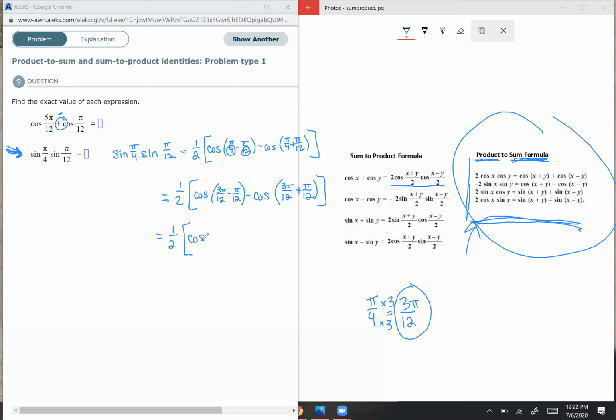So here I have cosine. 3 pi minus 1 pi leaves us with 2 pi over 12. Minus cosine. 3 pi plus pi, well, that's 4 pi over 12. So I have 1/2 times the cosine. Let's reduce that so we can see our special angle. Pi over 6 minus cosine of, what is this 4 pi over 12 reduced to? That's pi over 3.